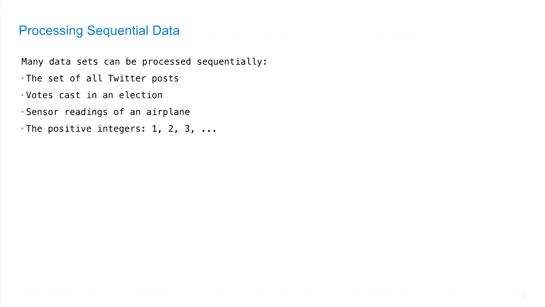The positive integers are also sequential. 2 comes after 1 and 3 comes after 2. So we've been working with sequences throughout the course, but there's a problem with the way that we viewed sequences in the past. In the past, we viewed sequences as always having the following 2 properties.